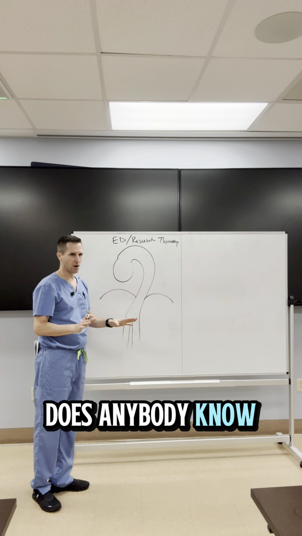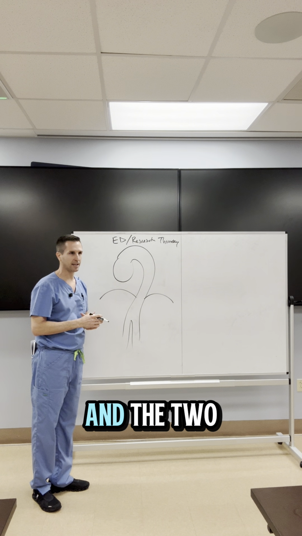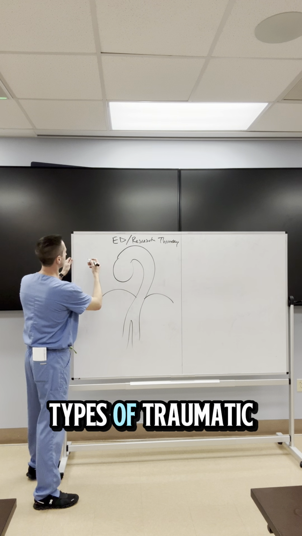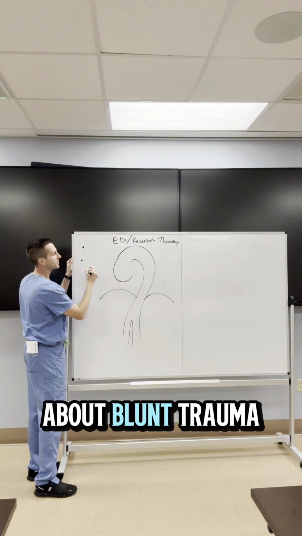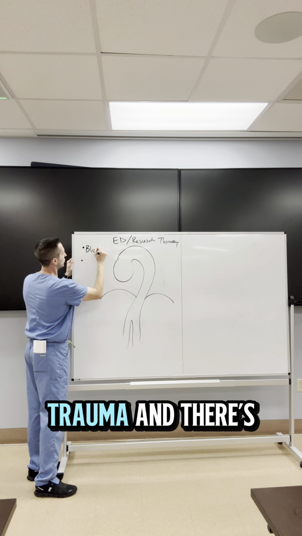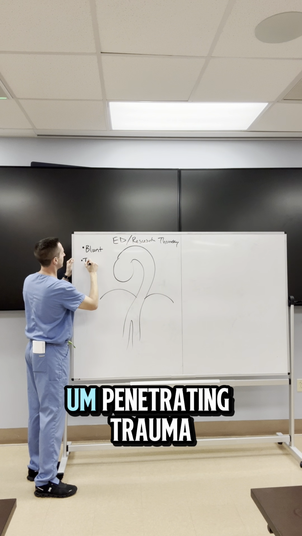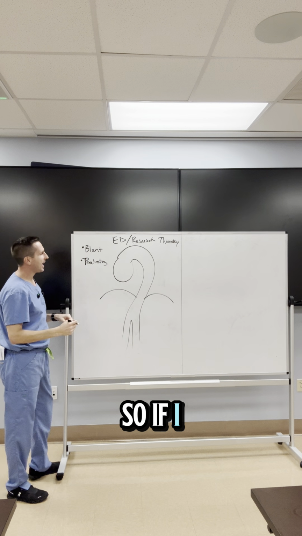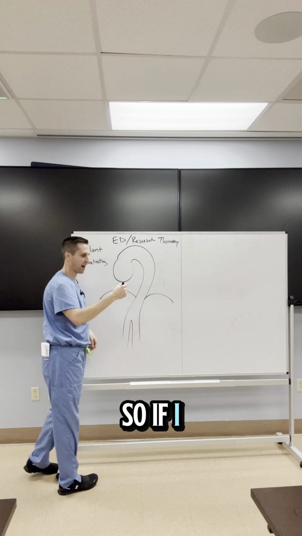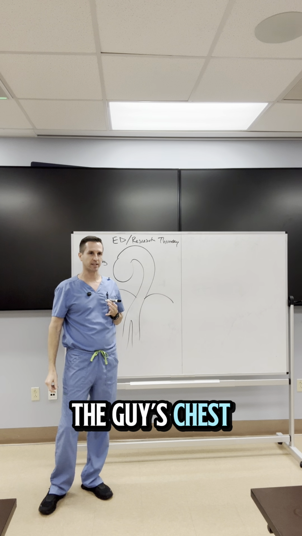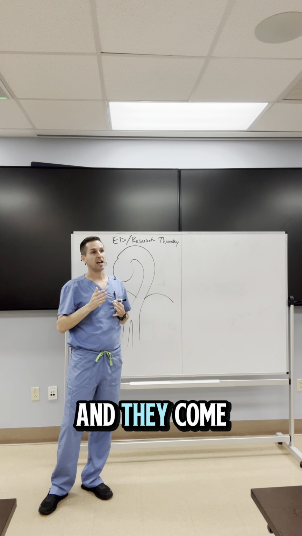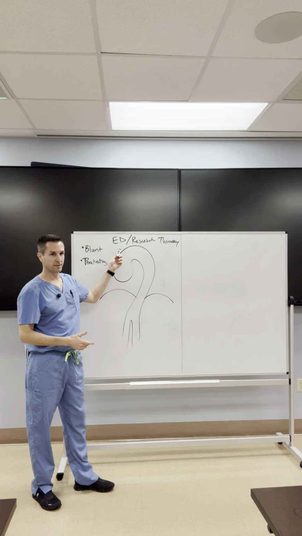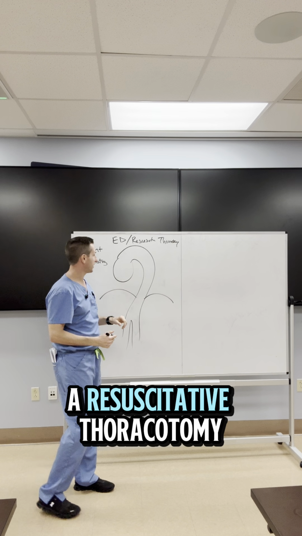Does anybody know what I'm talking about with timing and the two different types of traumatic injuries? What are the two different types of traumatic injuries that we think about? Blunt, penetrating? Exactly. There's blunt trauma and there's penetrating trauma. So if I have a penetrating injury, if I have a knife sticking out of the guy's chest like this, and they come in and they lose pulses, what can I do? I could do a resuscitative thoracotomy.